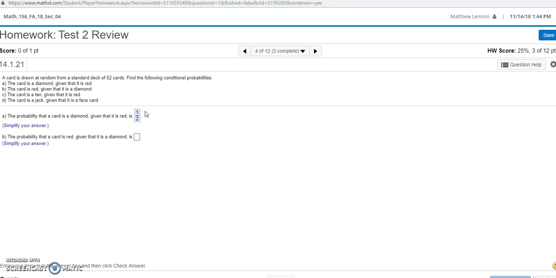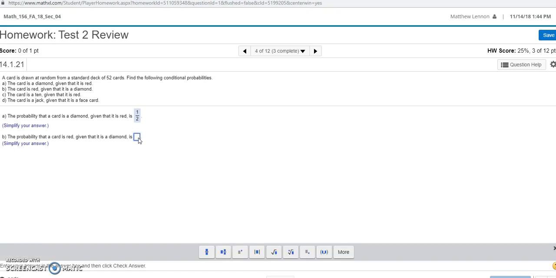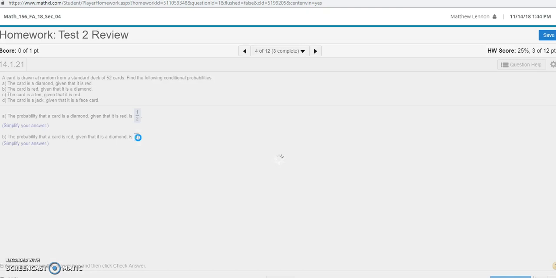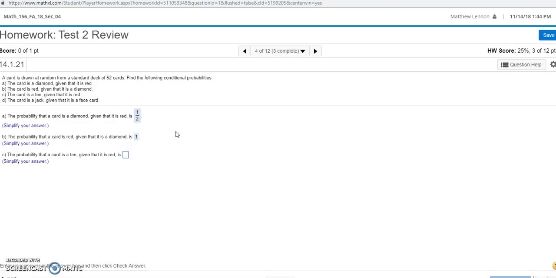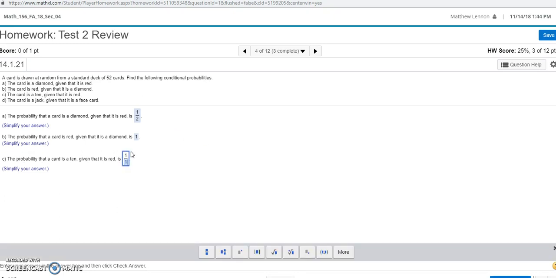Now think about it differently: the card is red given that it's a diamond. Well, all diamonds are red, so that's 100% probability. Now the card is a 10 given that it's red. Half the deck is red, that's 26 cards, and out of that group of red cards, there are exactly 2 10s, the 10 of hearts and the 10 of diamonds. So that's 2 out of 26, but we need to simplify that fraction, so we're going to answer 1 out of 13.